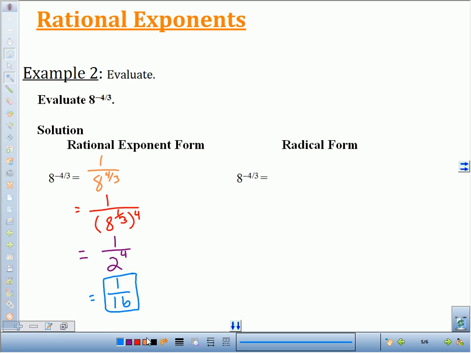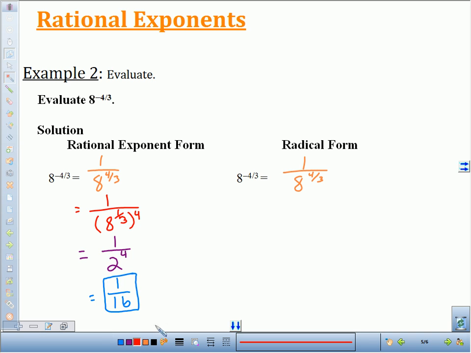Now let's work the same exact problem, but this time we're going to do it in radical form. Either form works. It doesn't really make a difference. First step, though, is exactly the same. We need this to be positive. To make it positive, we take the reciprocal. So we have 8 to the negative 4/3 becomes 1 over 8 to the 4/3.